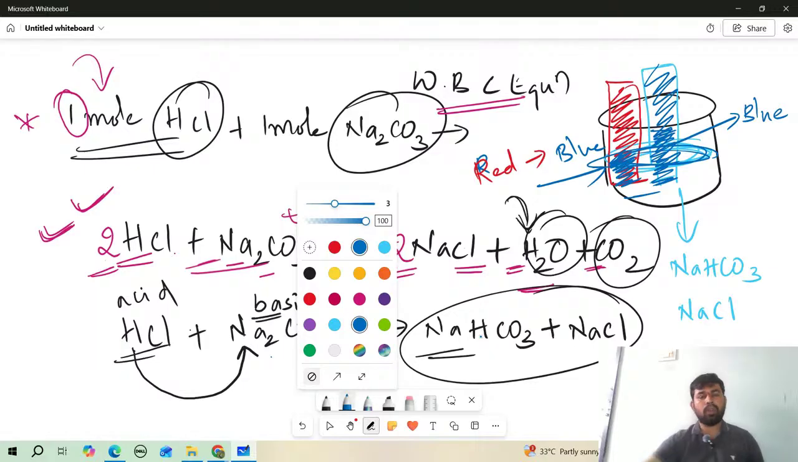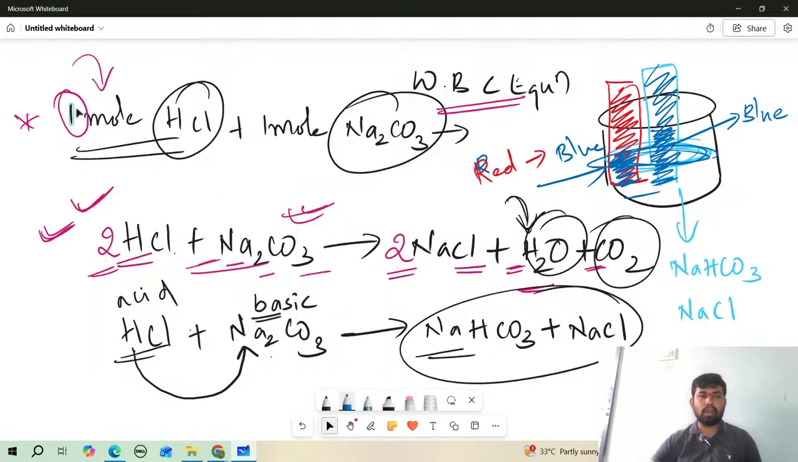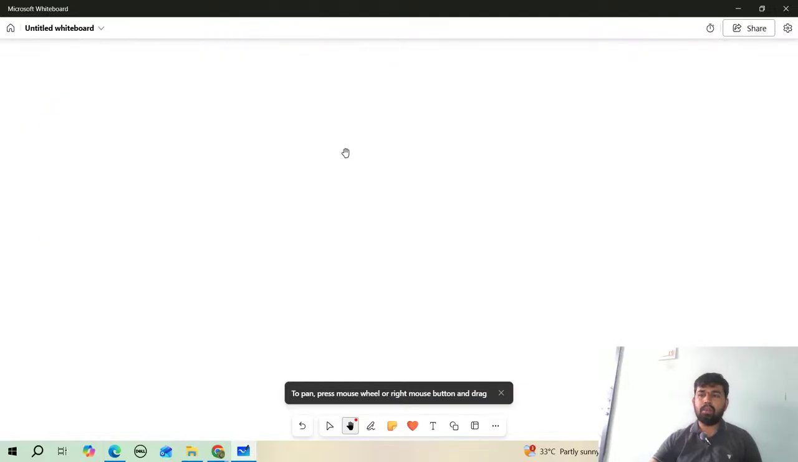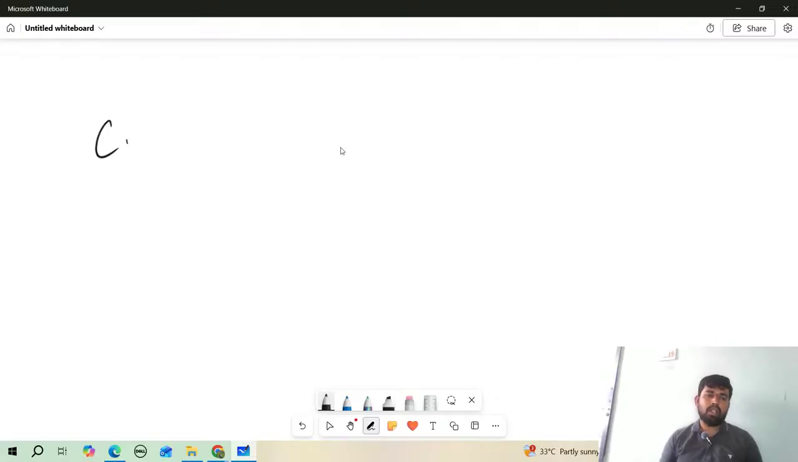General equation we know very well, and when you're balancing, you will write it. But what they asked here is 1 mole of HCl. Okay, now let me take one more example. Now you know very well about double displacement reactions, right? This question is about double displacement reactions.